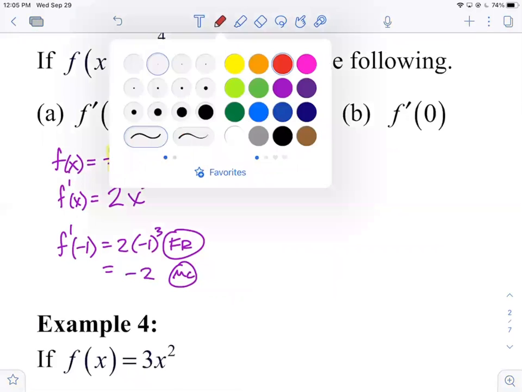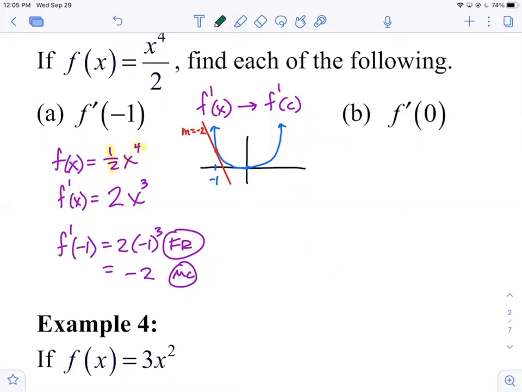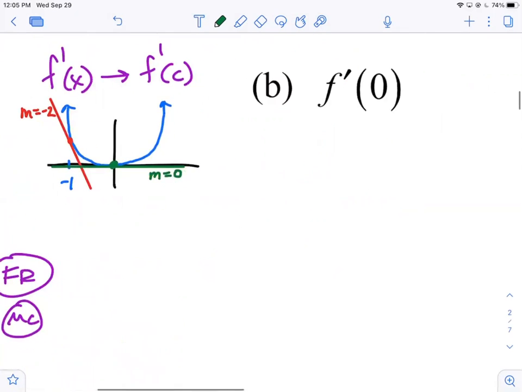What is f prime of 0? Well, based upon our accurate graph, we would anticipate it to be what? 0 is kind of like our vertex, and what type of tangent line do we have there? Horizontal tangent line, and what's the slope of a horizontal line? 0. Yeah, so let's see if it works out.